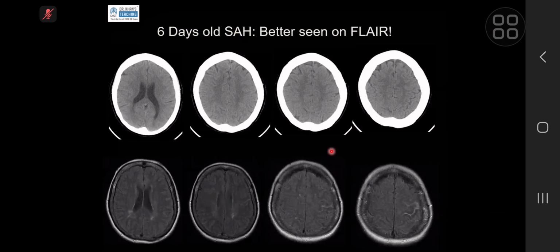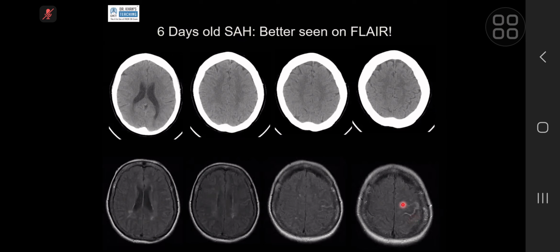This is a case of 6-day-old subarachnoid hemorrhage, which is no more visible on the CT scan, but on the FLAIR sequence, which is a very sensitive sequence, the sulcus has to have CSF, which has to be black. When the blackness of the sulcus is lost, you should be worried about subarachnoid hemorrhage and again leptomeningeal carcinomatosis or any other processes. This is the differential diagnosis. It's a very popular case for the exam.